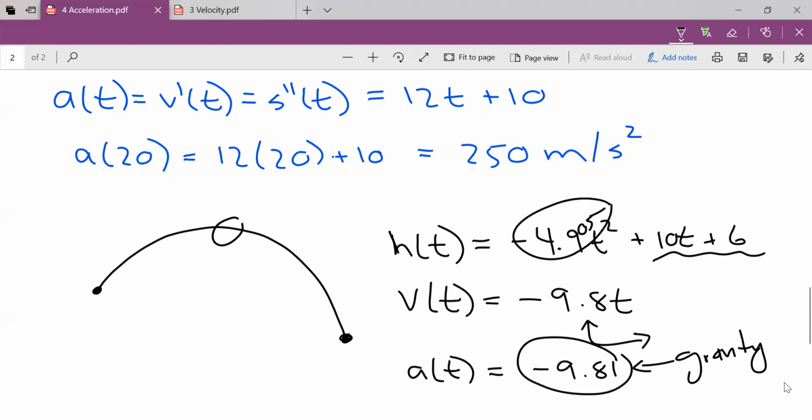Why do we always see negative 4.9? Because it's linked to gravity.